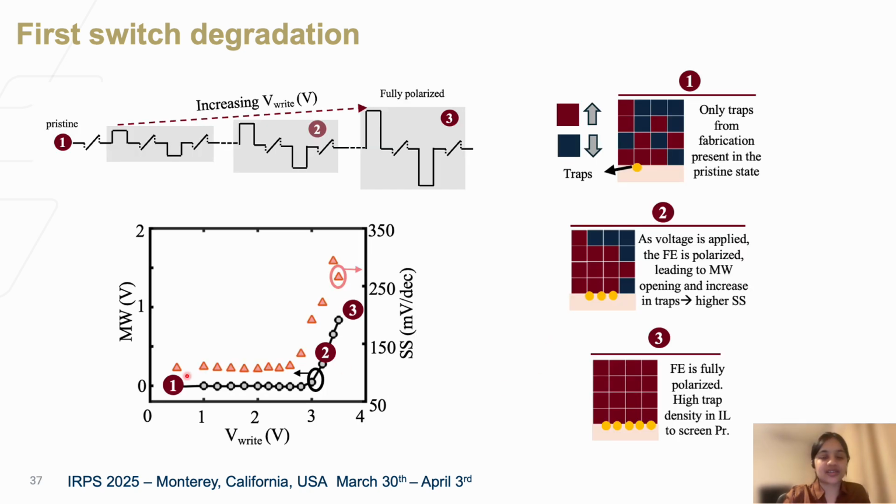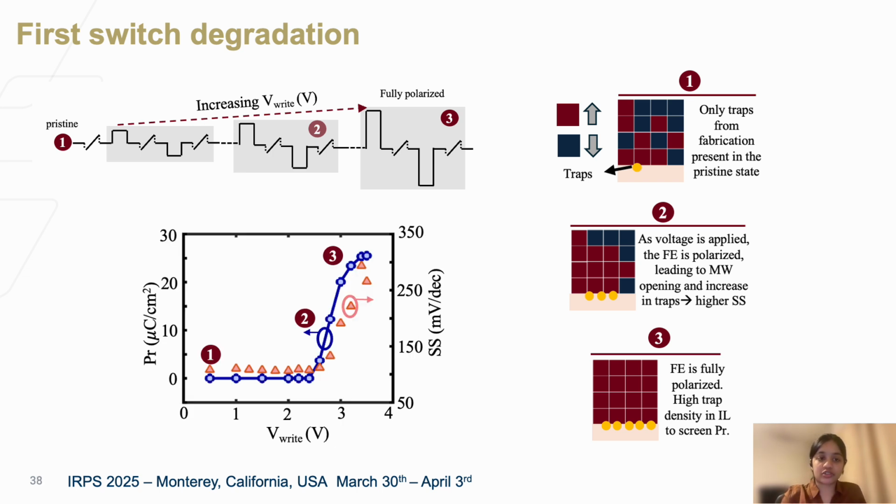So what's happening here is that initially we have the randomly oriented dipoles in the as fabricated state, and as we apply more and more voltage pulses of higher amplitude, more and more of the ferroelectric layer is being polarized to a certain direction. Now that's leading to more electric field across the IL, and hence as we increase the polarization, more traps are being generated to screen this polarization. So that's why we see the subsequent increase in subthreshold slope and concurrent increase in the memory window.